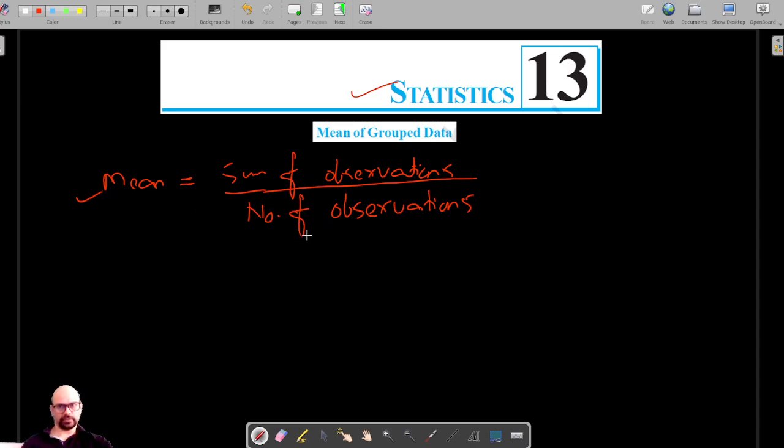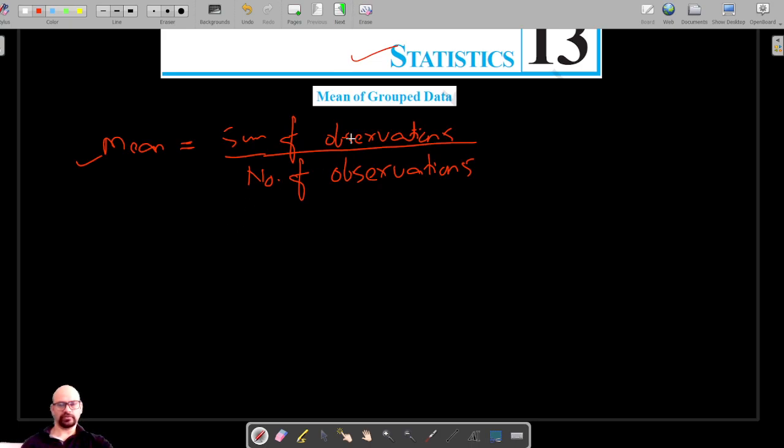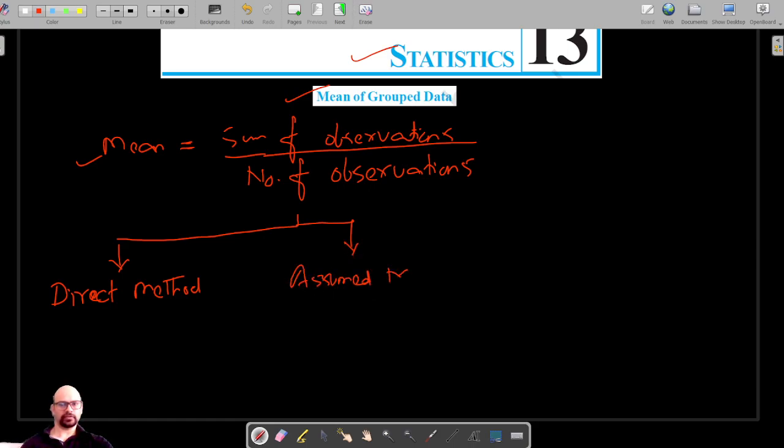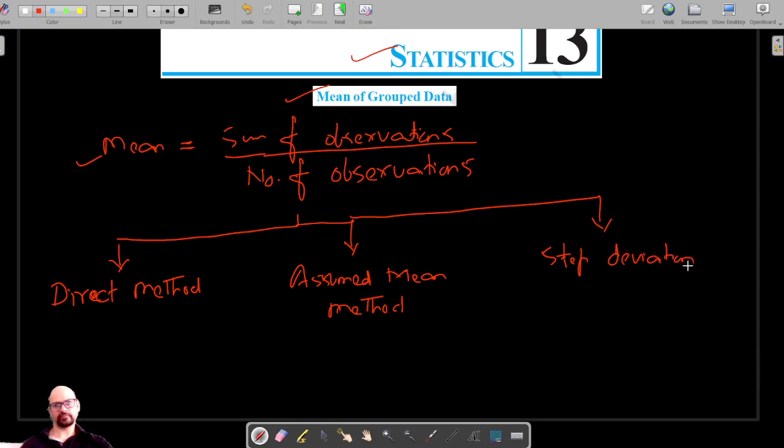And in class 10 we are going to discuss how to find the mean of grouped data, and for this we have three methods. The first one is the direct method, the second one is the assumed mean method, and the third one is the step deviation method. So we will discuss them one by one. So let's get started with the direct method.